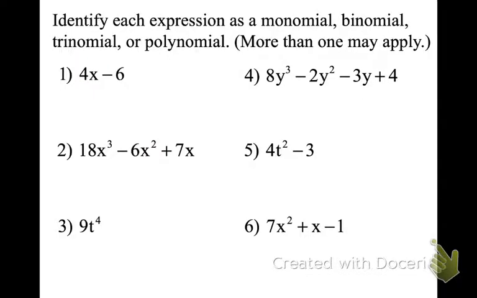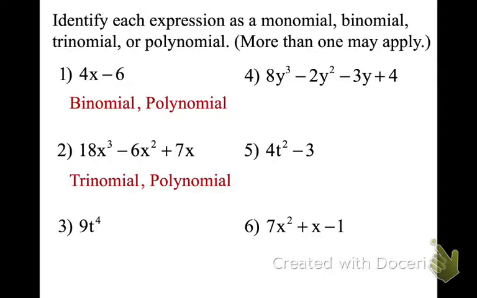All right, identify each expression as a monomial, binomial, trinomial, or polynomial. I'm going to give you a minute, pause the recording, and let's go through the answers now. So the first one is a binomial, and that would also be a polynomial. So it's a binomial, most specifically, and a polynomial. The second one is a trinomial and a polynomial. The third one is just a monomial. The fourth one, we don't have a special name for 4 terms, so it is a polynomial.